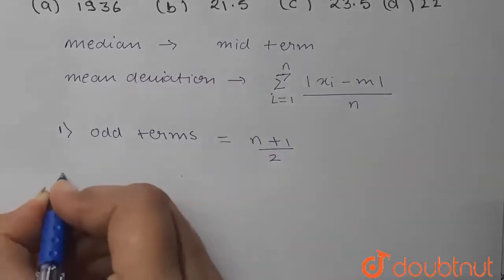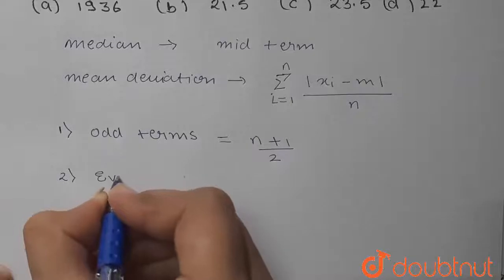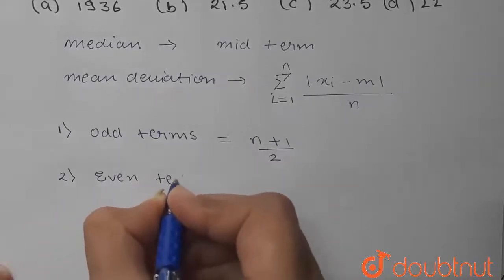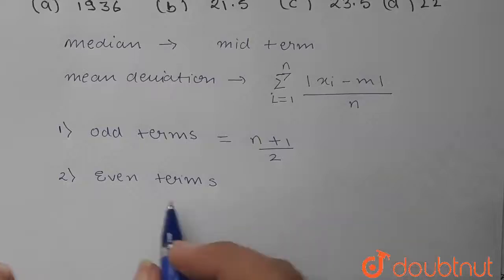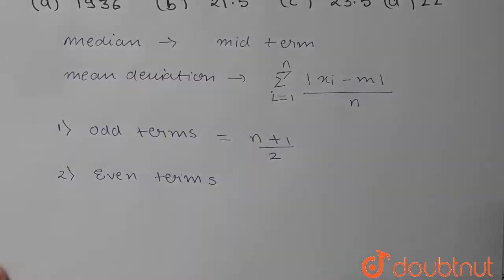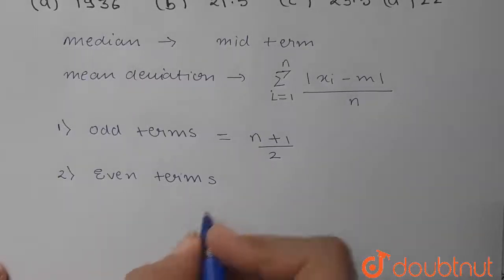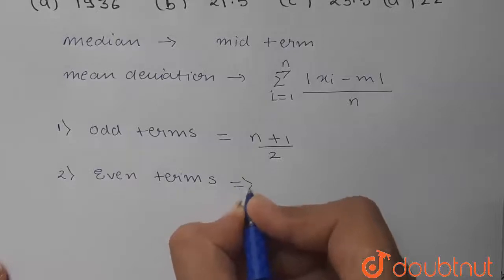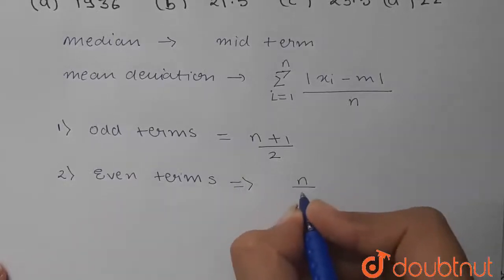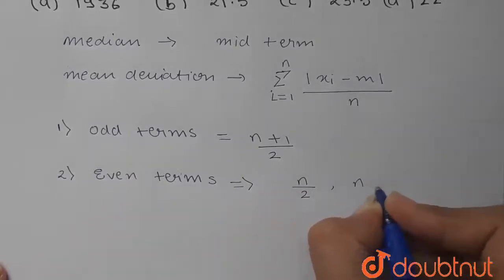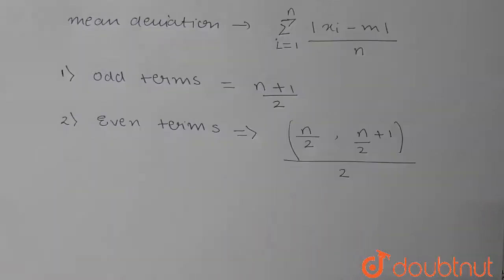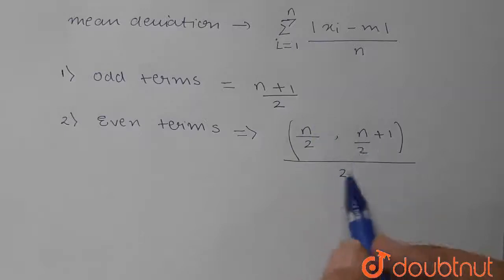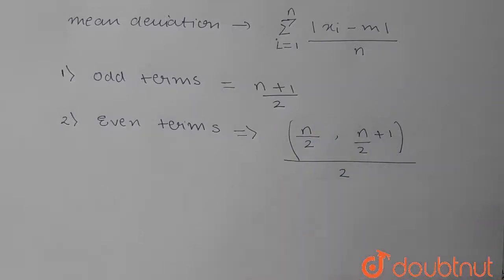The second case is even terms. If we have an even number of terms, say 1, 2, 3, 4, then 2 and 3 will be the middle terms. The formula for calculating the midterm when we have an even number of terms is: first the n by 2 term, next the (n by 2 plus 1) term, and divided by 2. So we take n by 2 and then its next term also.